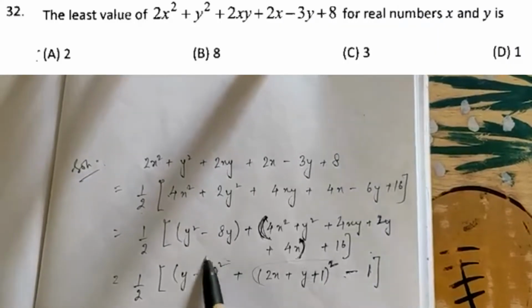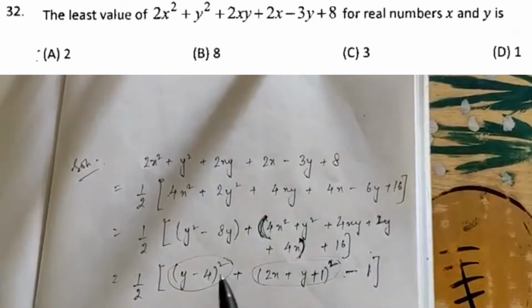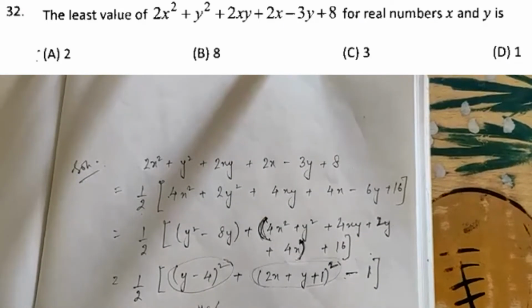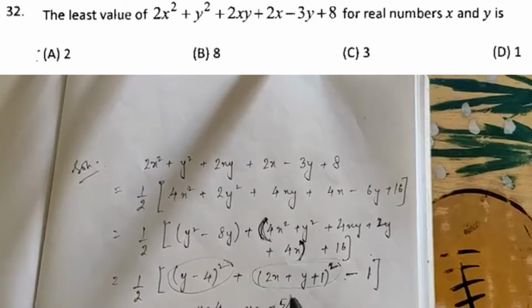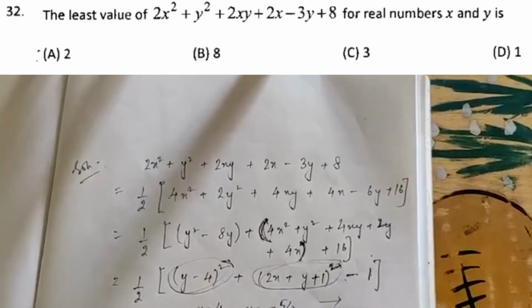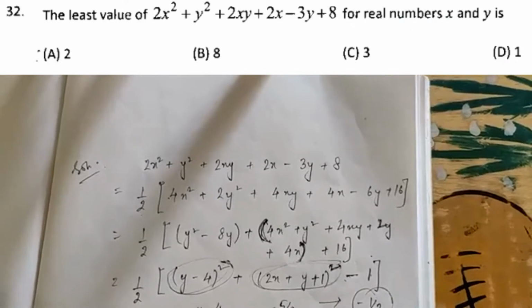So you can see that this is one positive value, this is one positive value. So if the entire value of this becomes 0 for y equal to 4 and x equal to minus 5 by 2, these two values will become 0, so you will be left with minus half. So the least value will be minus half.